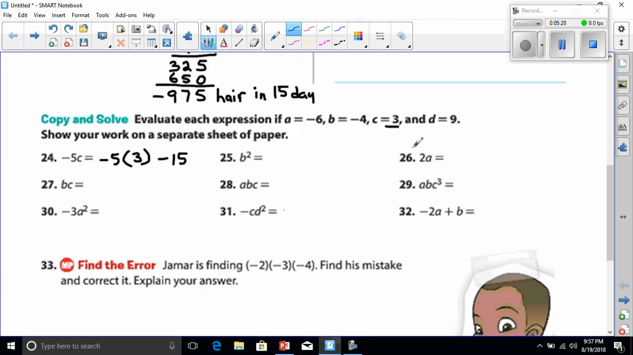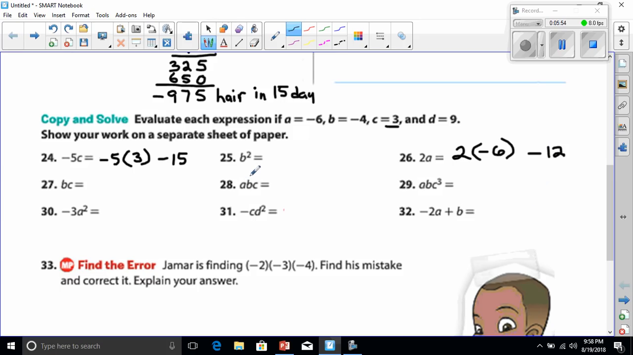Let's go and try number 26. It starts off with 2, and then it has a, so that's 2 times a. We put the 2 there, and now we go to see what a is. A is negative 6. So we're going to multiply 2 to negative 6. Well, 2 times 6 is 12, and a positive times a negative will leave us a negative number.